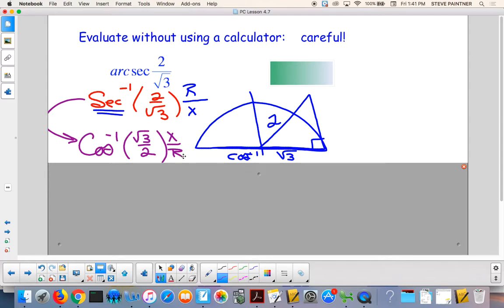So here it goes. I've got the 2 and the square root of 3 there. What's this side? 1. This side has to be 1. Well, what does the angle have to be here? 30, because that's opposite of 1. So the answer to this is 30, or what? Pi over 6. Okay.